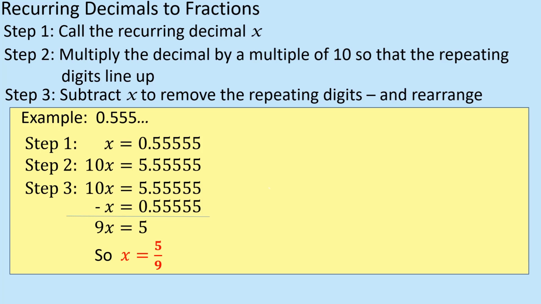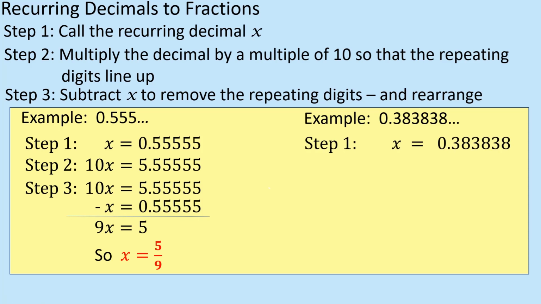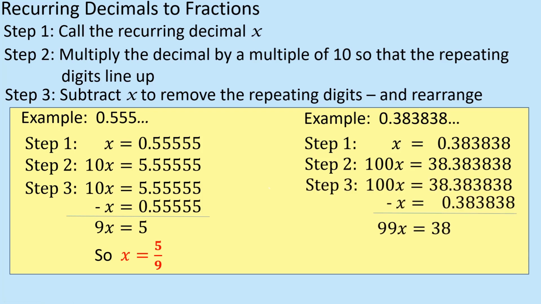Okay, so that's relatively straightforward when they all line up nicely. Let's have a look at this one. Same concept: here I've got 0.38383. How many digits are recurring? Well, there are 2, so I'm going to times it by 100 this time, again lining up my numbers, and then do the same as before. I take this one away from this one, which leaves me 99x is equal to 38, and then x equals 38 divided by 99.